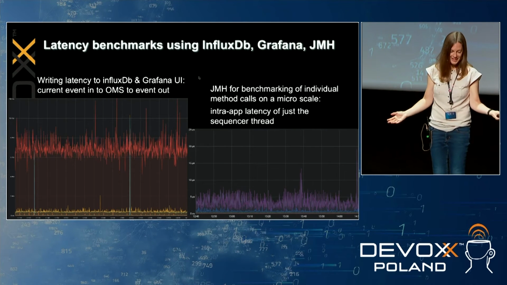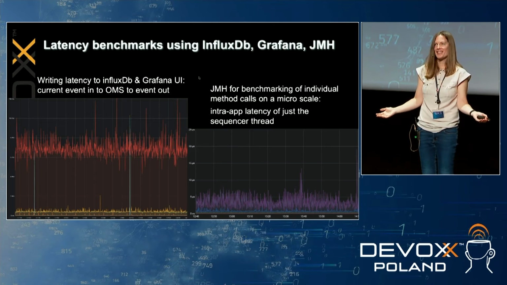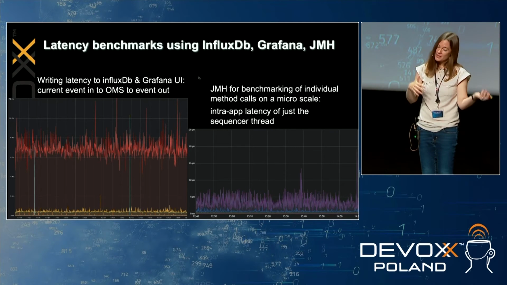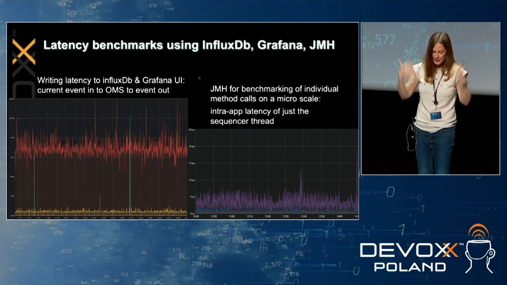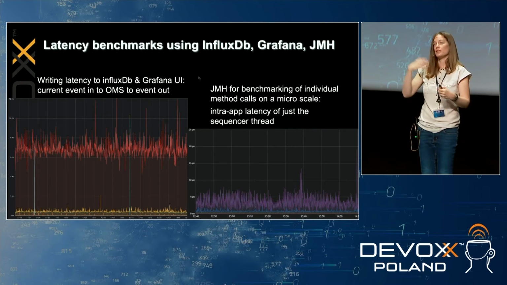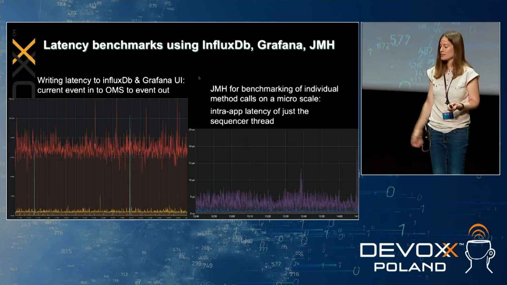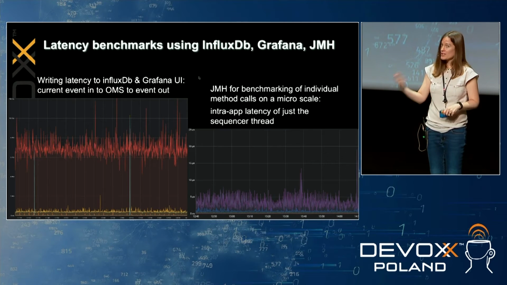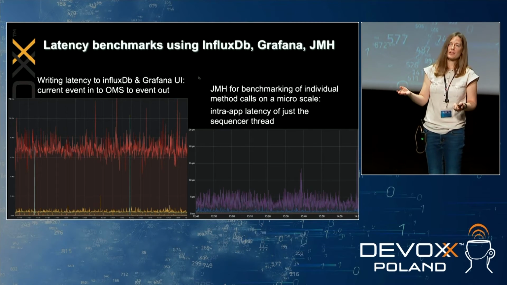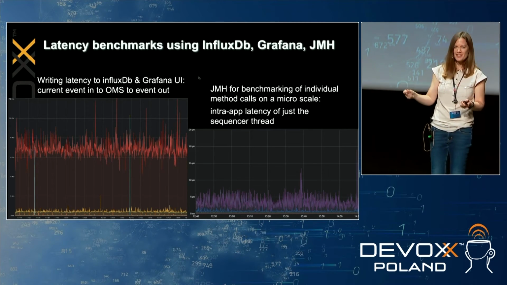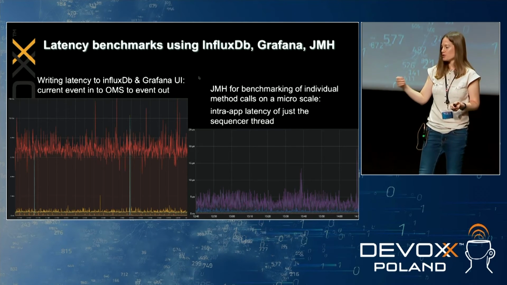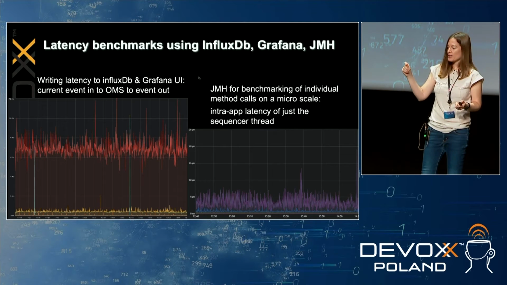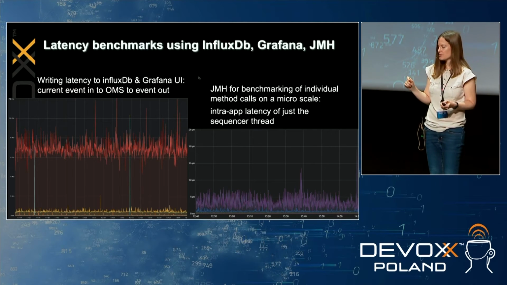So lots of latency requirements. The key thing is, how do you measure that? So we've got a number of ways. Previously, we were already writing lots of latency events to InfluxDB, using Grafana to then show that. More recently, we're now using something called Java Microbenchmark Harness, which is good for Java, works with the JVM, and allows you to do benchmarking on a micro scale, which is great.